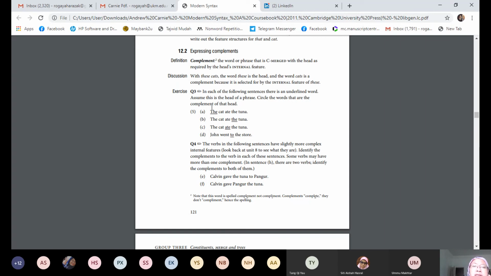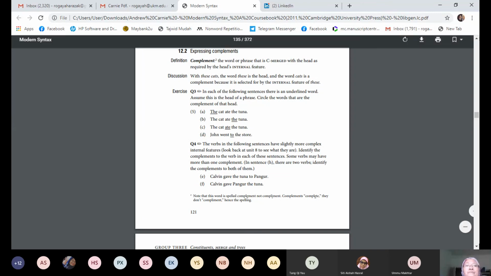So obviously the, the determiner, is the head. The cat here is also the head for tuna. This is the DP in the object position. And then this is also the head. Actually, a verb is also a head. And then to the store. To is also the head for the prepositional phrase. So the determiner phrase, verb phrase, and prepositional phrase all have a central element which is the head. In the DP, the determiner is the head. In the VP, the verb is the head. In the prepositional phrase, the preposition is the head.